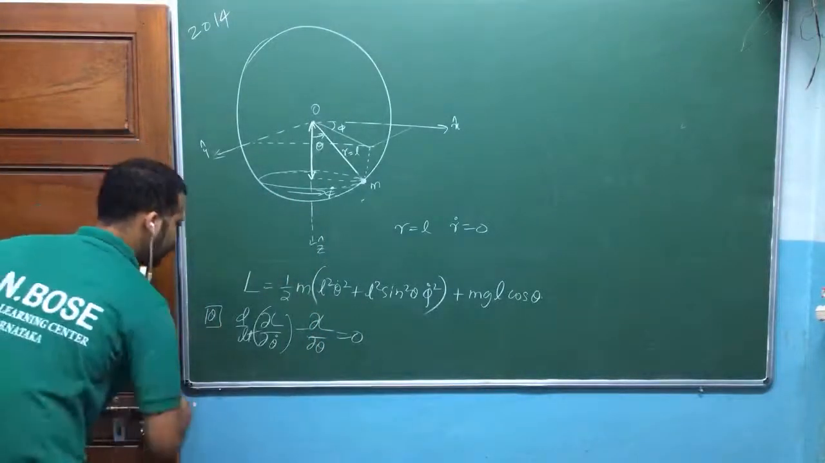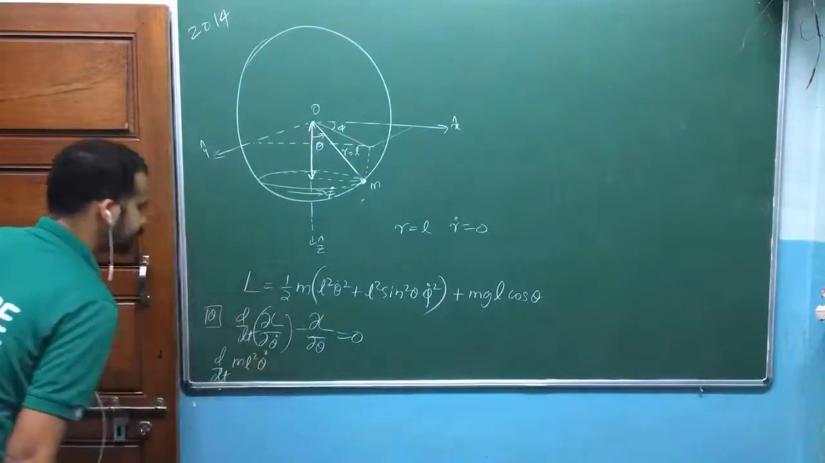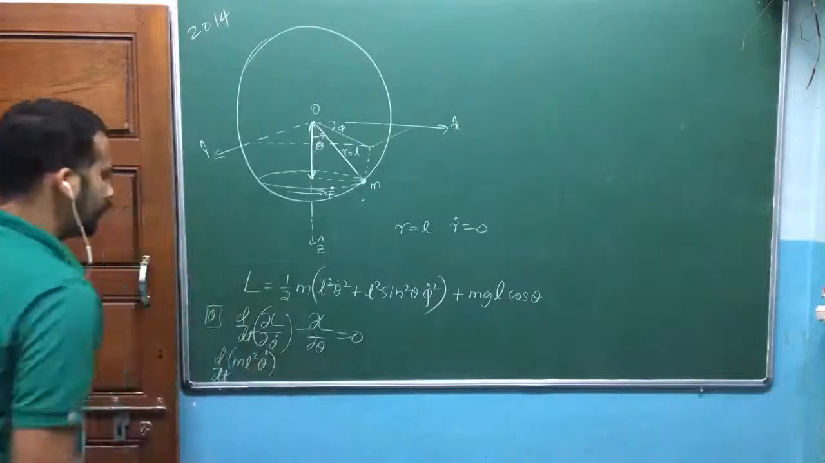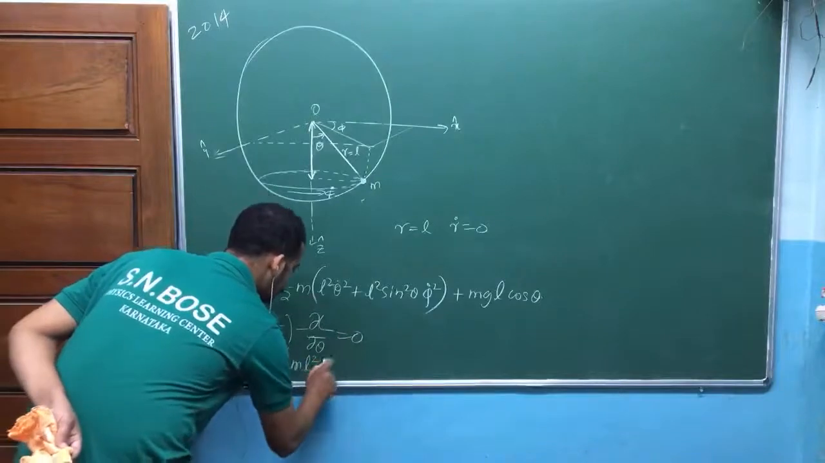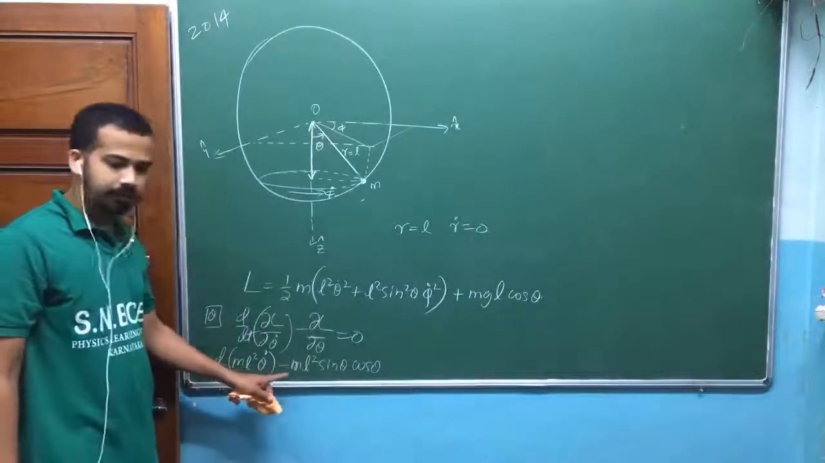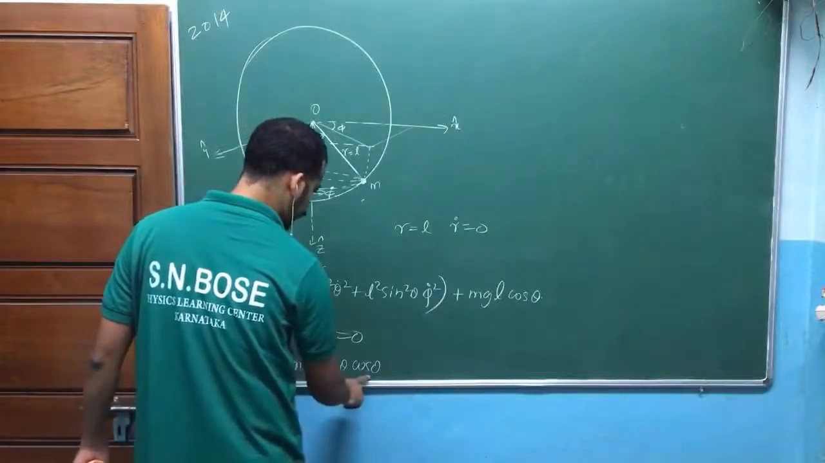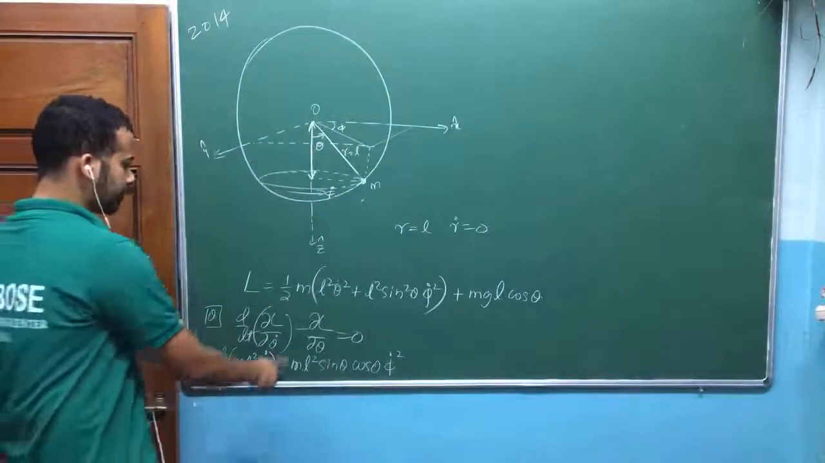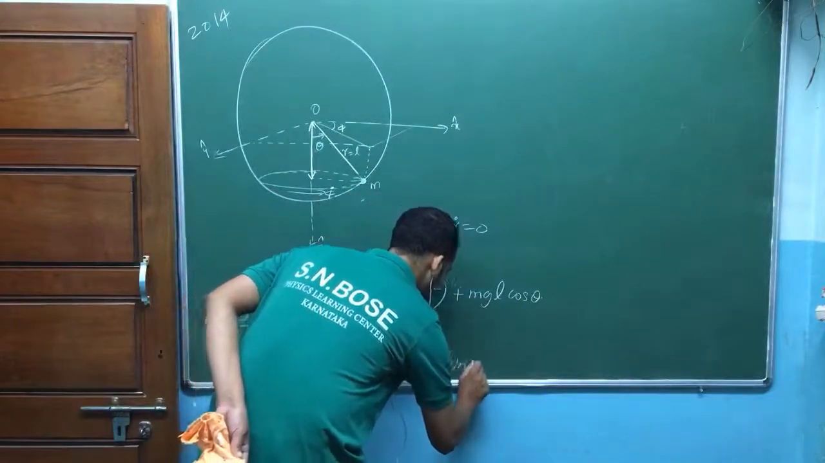When I apply that, what would happen is d by dt of m L square theta dot, the 2 got cancelled, minus dou L by dou theta, that means minus m L square sin theta cos theta, the 2 got cancelled. If you feel this step is very direct, do it later. Minus m L square sin theta cos theta phi dot square, and minus one more minus because of this derivative, plus m g L sin theta is equal to 0.